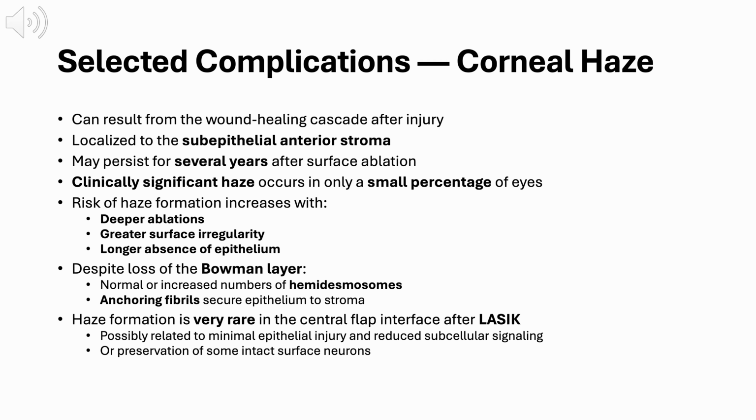The risk is not uniform. Haze becomes more likely with deeper ablations, greater surface irregularity, and prolonged epithelial healing time. In other words, the more intense and prolonged the stromal wound healing signal, the higher the likelihood of visually meaningful haze. Despite removal of the Bowman layer in surface ablation, the cornea is still capable of reestablishing strong epithelial adhesion. Hemidesmosomes are normal or even increased, and anchoring fibers form to secure the epithelium to the underlying stroma.